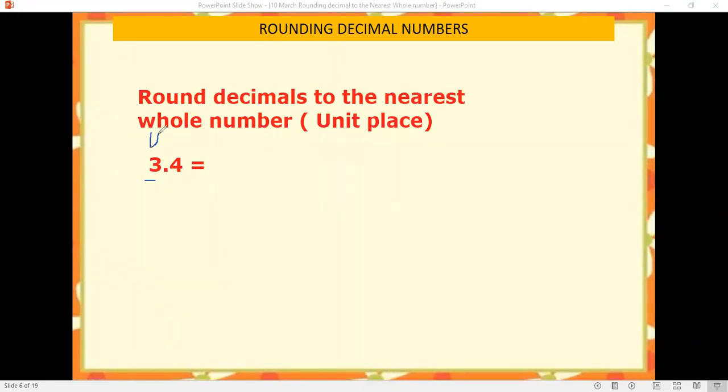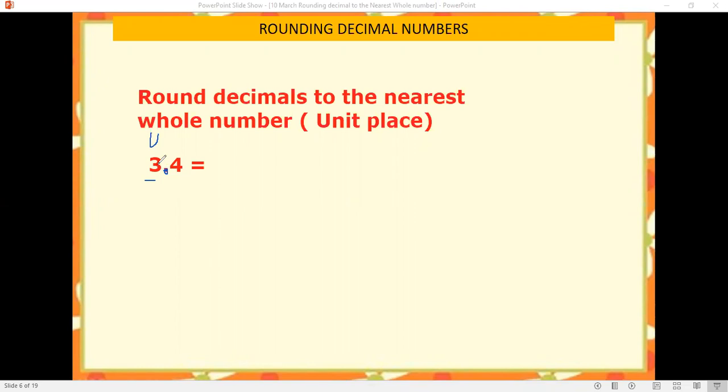Why do we say nearest whole number? Because this 3 is the nearest whole number next to the decimal point. As I told you before, after the decimal point, they are not whole numbers anymore. They are extra, they are the fractions, they are even less than 1. So 3 is the unit, the digit that is closest to the decimal point.